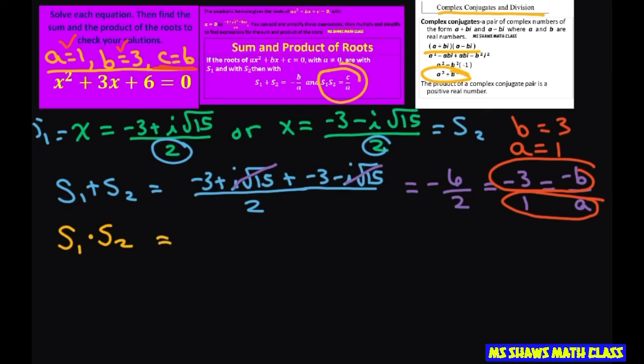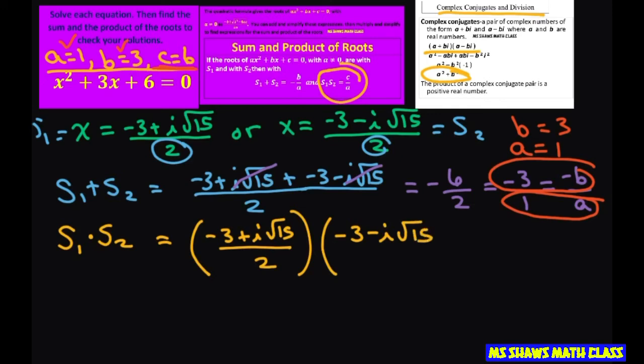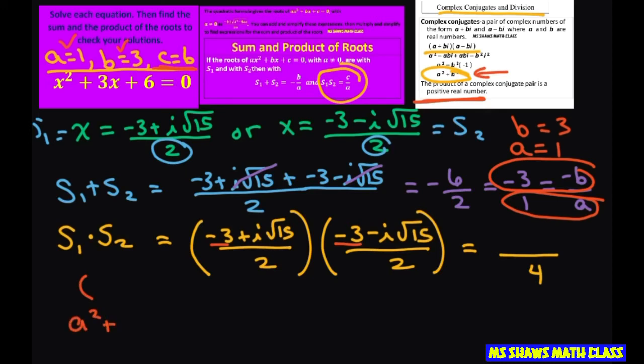So when you multiply these two, you're going to get negative 3 plus i square root of 15 divided by 2 times negative 3 minus i square root of 15 divided by 2. Now our denominator is just going to be 4. But what we want to do is use our formula here and get a positive real number. So in this case, our a is negative 3. So you square that. What we want is a squared plus b squared. This is your a, this is your b.